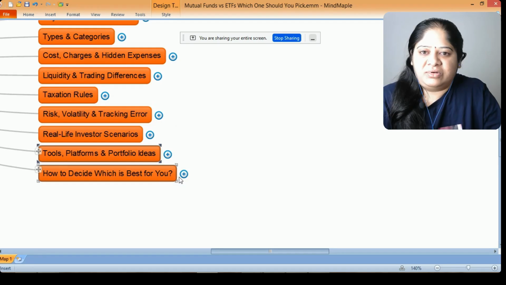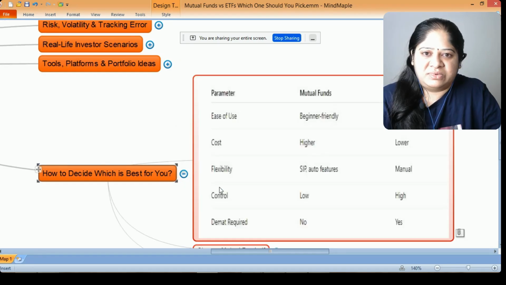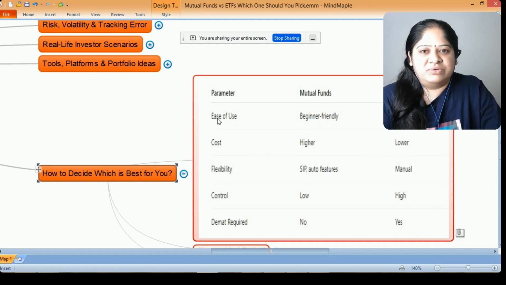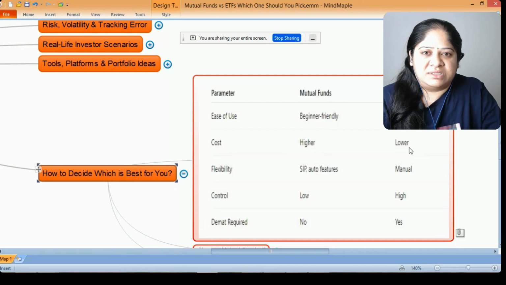How to decide which is best for you? So these are the parameters. Mutual funds versus ETFs. Parameter: ease of use. Mutual funds are beginner friendly, because the fund manager will manage the fund. ETFs need understanding. Cost: higher in mutual funds, lower in ETFs.